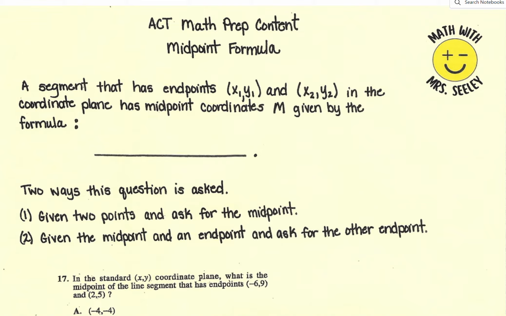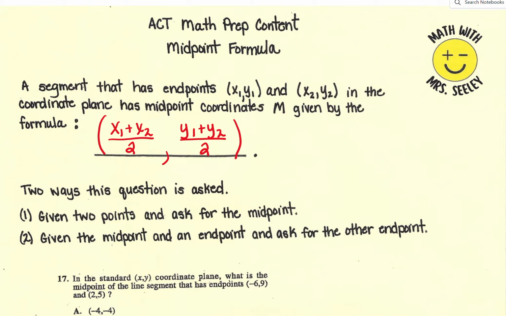The midpoint formula is a common formula found on the ACT, and this is what the midpoint formula says. It says that if you have a segment with endpoints (x, y) and another endpoint (x, y) in a coordinate plane, the midpoint is given by this formula. You're going to take the two x's, add them up, and divide by 2. Then you're going to take the two y coordinates, add them up, and divide by 2. Since it is a midpoint, then obviously you're going to have an ordered pair here.